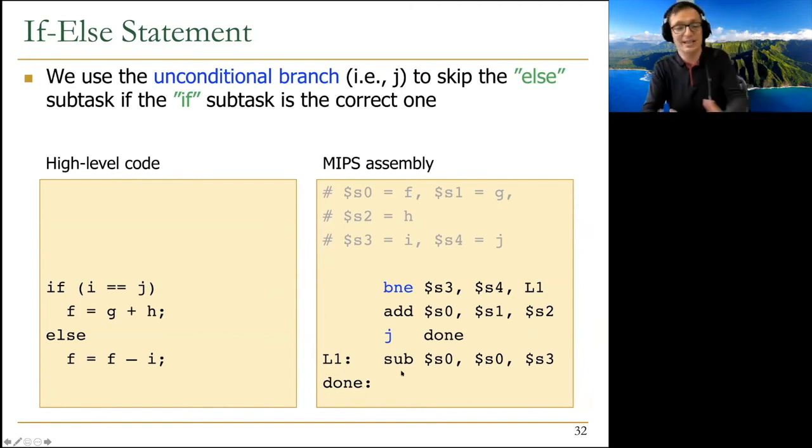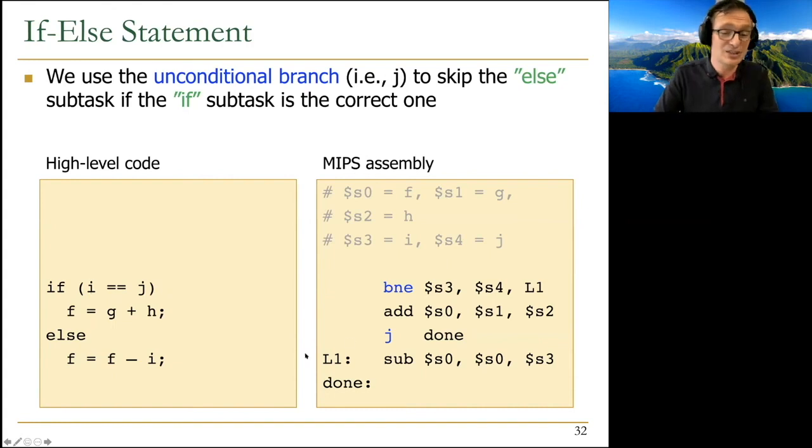So hopefully that's clear. To be able to implement if and else statement, you need two branches. One is a conditional branch, and the other is an unconditional jump that skips the else part, right? Conditional branch skips essentially the target that is supposed to be executed if the condition is true, and unconditional jump skips the subtask that is supposed to be executed if the condition is false.